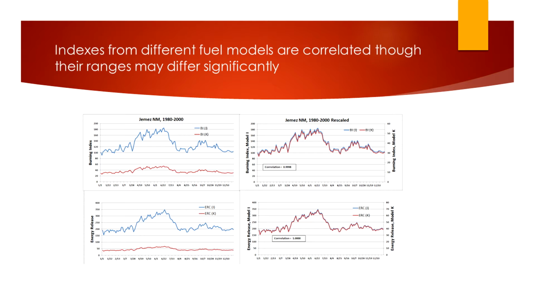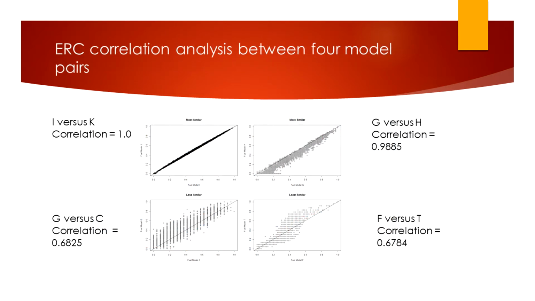This is just an example of what this looks like. We picked stations from all over the country and ran it for ERC, fuel model G, actually for every fuel model. So we have ERC for 20 fuel models. And then we just looked at the correlations between each unique pair. Some of them were real similar. Some of them weren't so similar, but they all clustered into groups.